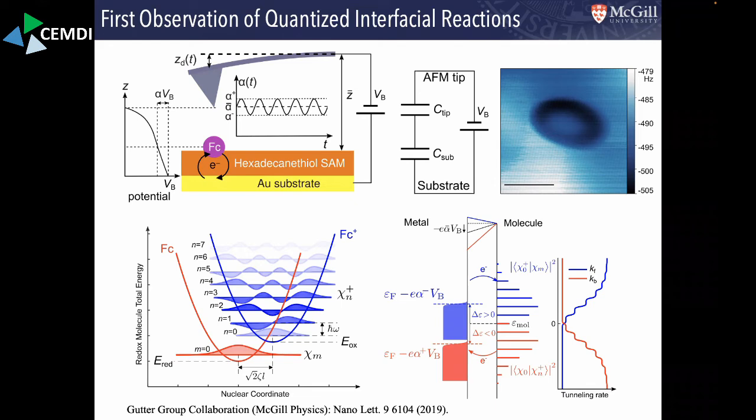I don't have the movie with me here, but if you go to the paper, there's a nice supplemental movie that animates this a little bit better. But what you can think is that when you're on resonant, you're adding and removing electrons equally. So you let a few on, you let a few off, you let a few on, you let a few off. You're standing over the molecule for a while, so you get an average measurement.